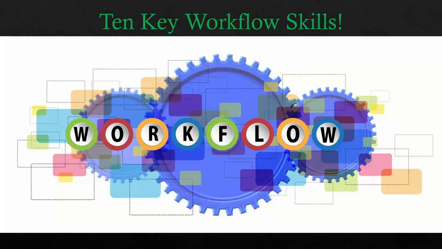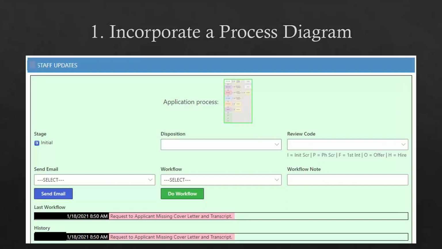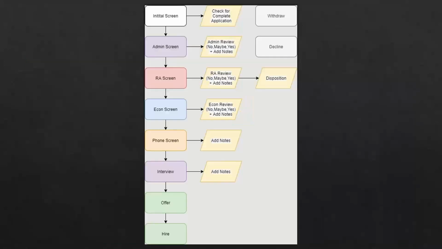Okay, so now we're going to get into the 10 key workflow skills that I want to talk about. I'm going to show you some screenshots. I'm going to show you some different approaches. This is an example of a custom form done through Ultimate Forms. And this is showing at the very top in the green box a process diagram, which is small and fuzzy. What happens in this case for this user form, when they hover over it, it blows up and then you see the full process diagram.